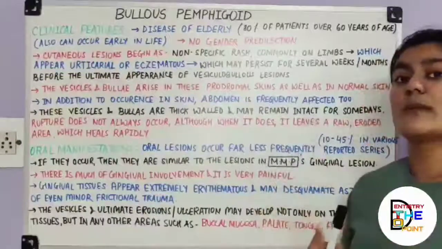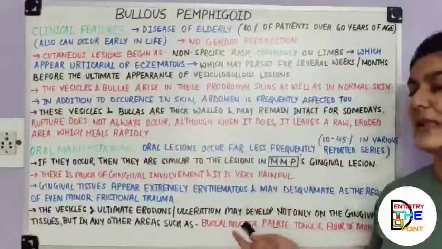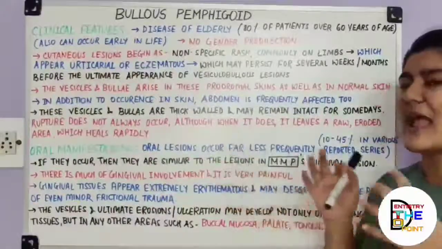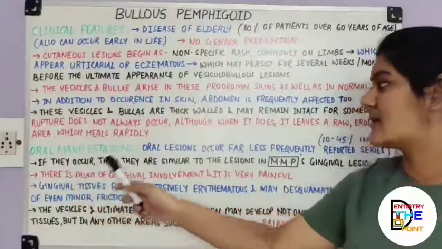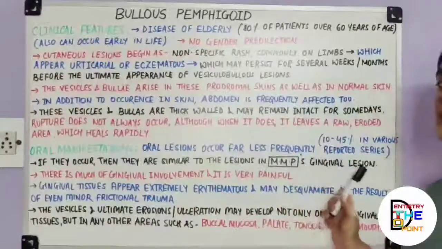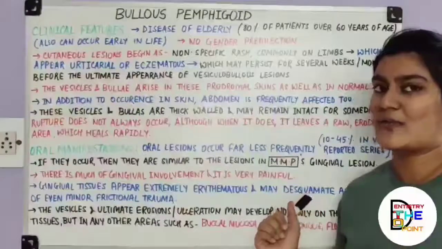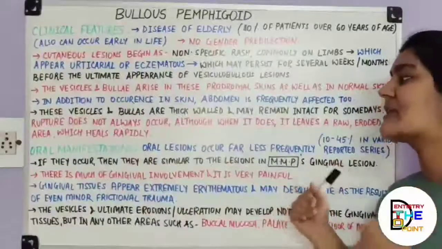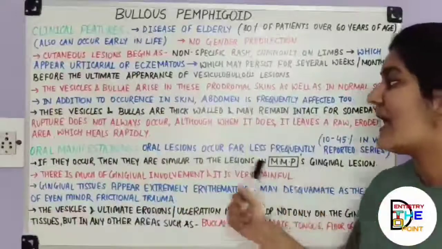Oral lesions are more commonly seen in the next type, that is your mucous membrane pemphigoid. But here, in bullous pemphigoid, the oral lesions are actually very rare or less frequent. But if they occur, they are similar to the lesions occurring in mucous membrane pemphigoid, gingival lesions. In mucous membrane pemphigoid, when we read, you will get to know the oral manifestations there. So the lesions, if they occur in bullous pemphigoid, are going to be similar to those.